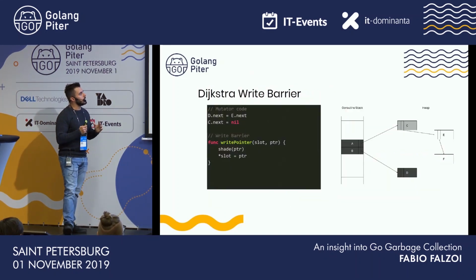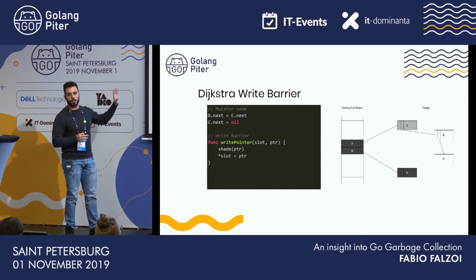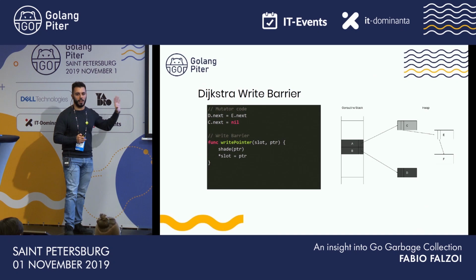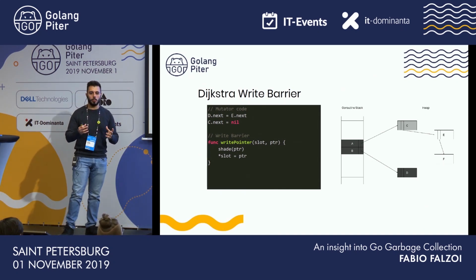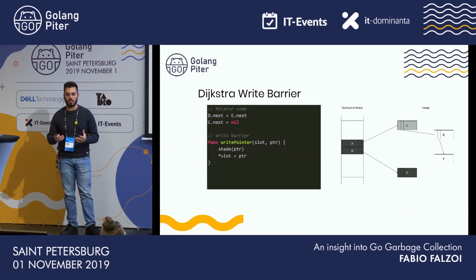Okay. Until Go 1.7, Go used this kind of barrier. First of all, this is a write barrier. Why a write barrier, not a read barrier? Think about typical non-contiguous data structures like linked lists, trees, and so on.